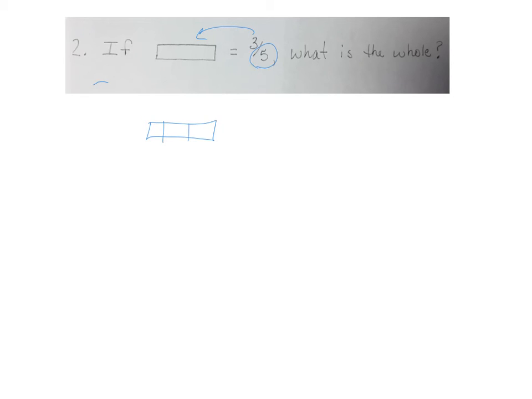But the actual whole has to have 5 parts, 5 of these parts. And we know the parts are equal size, so just try to roughly get it to look like 5 little tiny boxes or whatever. So that's the whole.